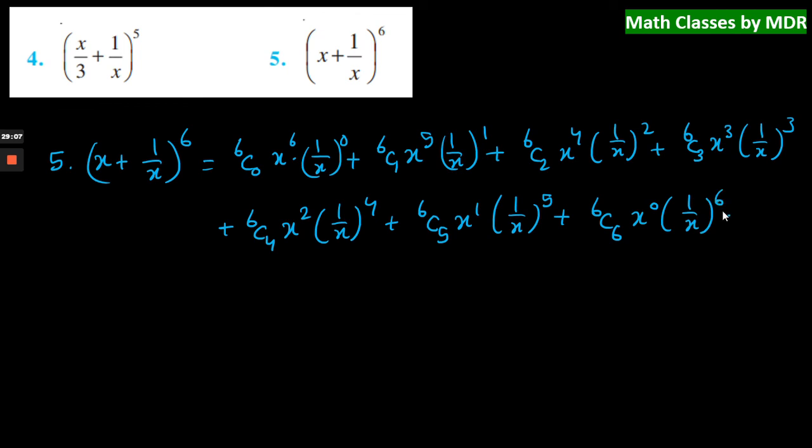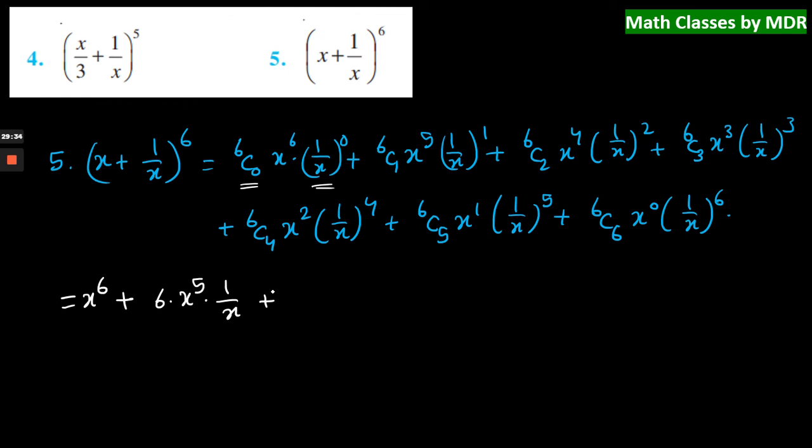That's it. The problem is over. Now let us simplify all these values. So what do you get on simplifying it? 6C0 is 1 and (1/x)^0 is 1. So the first term we get is x to the power 6. And let's see the second term. We have 6 x to the power 5. So let us write one more step, no problem. x^5 into 1/x plus 6C2.